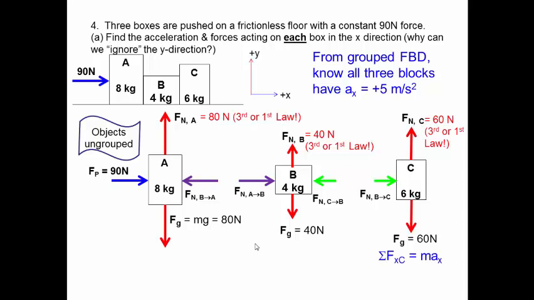Let's go ahead and add up our forces in the x direction for block C. And of course that equals mass times the acceleration in the x direction. And we know the acceleration in the x direction is 5 meters per second squared. So in the x direction we only have one force, and that's the normal force between B and C acting. And that normal force has to equal mass times acceleration, 5 meters per second squared times 6 kilograms, which is 30 newtons. So we know that that normal force between B and C is 30 newtons. We use Newton's second law to figure that out.